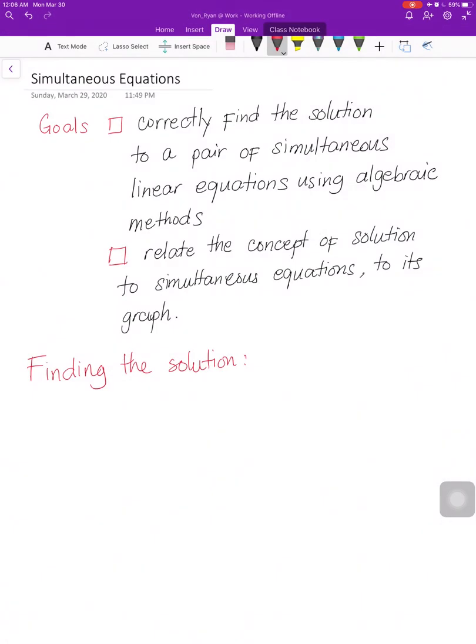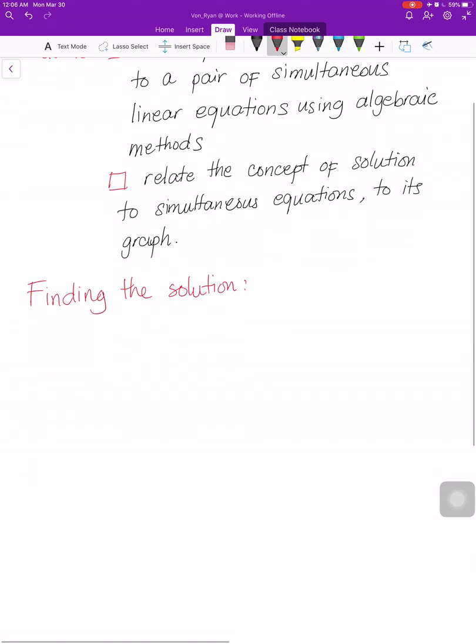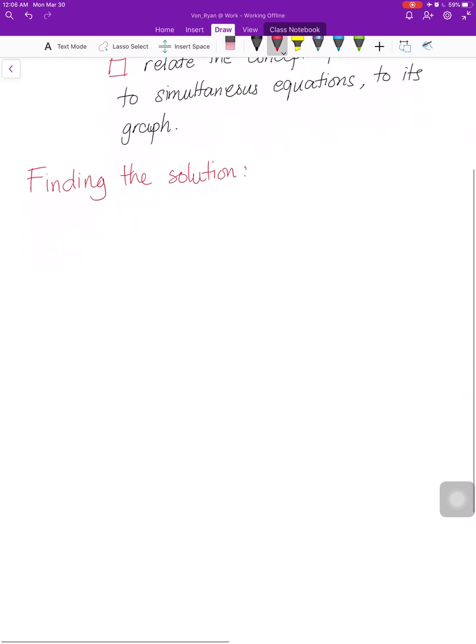Hello, so we're continuing with the discussion on simultaneous equations. In the last video, I explained the concept of the solution to a pair of simultaneous equations. Now we're going to actually find the solution to an example pair of simultaneous equations.